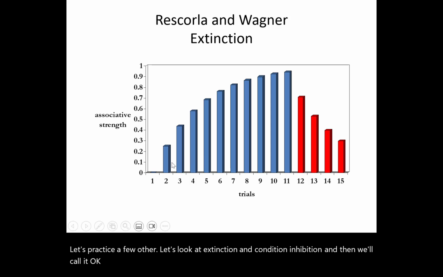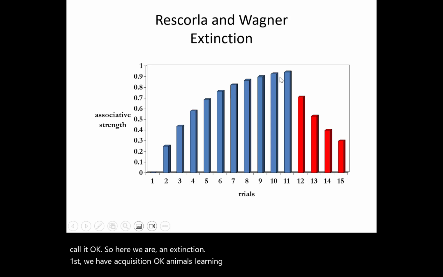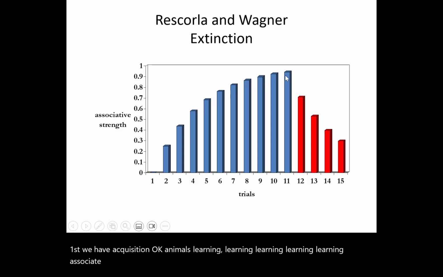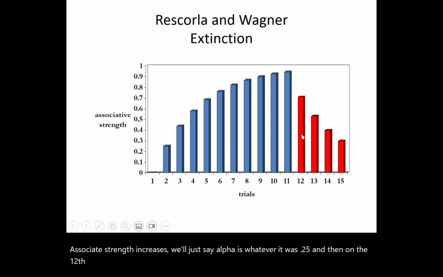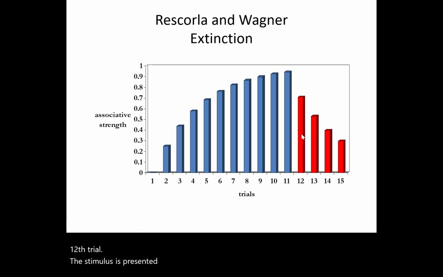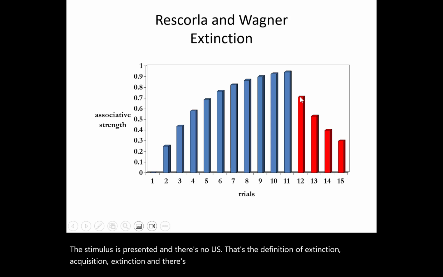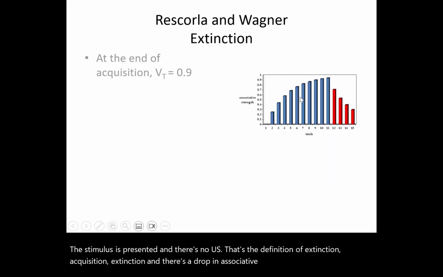So here we are in extinction. First, we have acquisition. Okay, animals learning. Associative strength increases. We'll just say alpha is whatever it was, 0.25. And then on the 12th trial, the stimulus is presented, and there's no US. That's the definition of extinction. Acquisition, extinction. And there's a drop in associative strength. Let's look at that quantitatively.